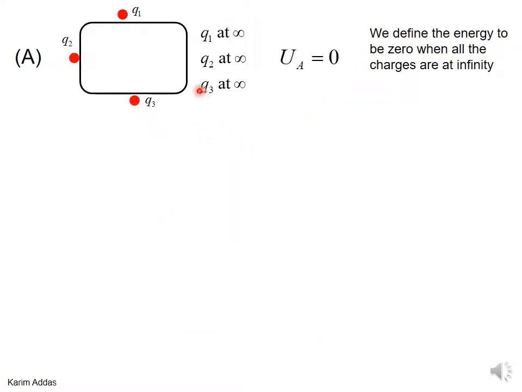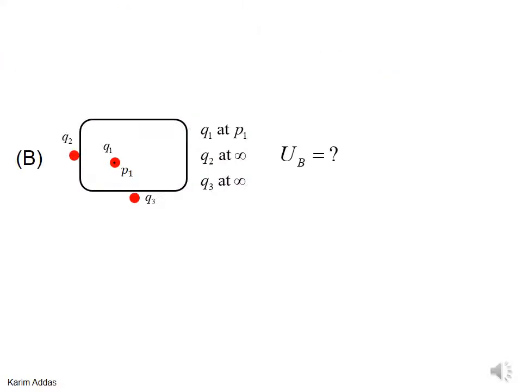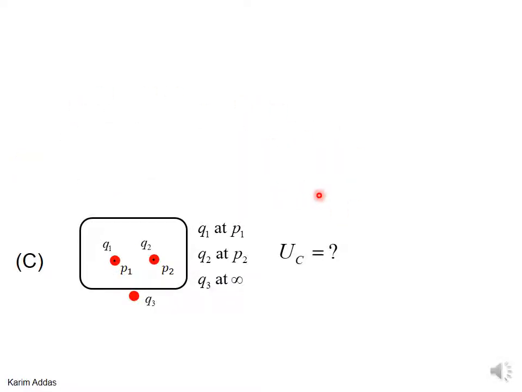So this configuration, where Q1 is at infinity, Q2 is at infinity, Q3 is at infinity, the energy here, we're going to define it to be 0. Then we can ask the question, what will the energy be in this configuration when you bring charge Q1, bring it from infinity and put it at point P1? What will the energy of the system be in this configuration? We call it UB.